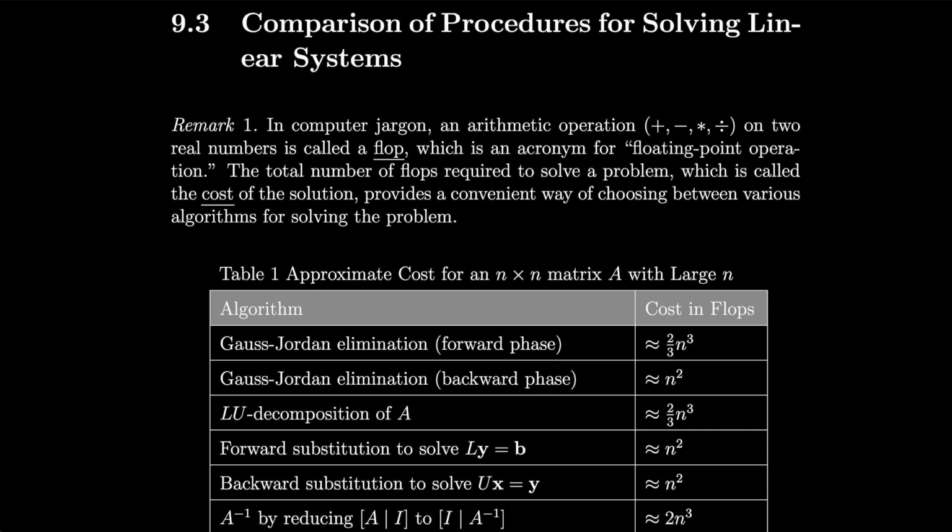Section 9.3, Comparison of Procedures for Solving Linear Systems. In computer jargon, an arithmetic operation (plus, minus, times, division) on two real numbers is called a flop, which is an acronym for floating point operation. The total number of flops required to solve a problem, which is called the cost of the solution, provides a convenient way of choosing between various algorithms for solving the problem.